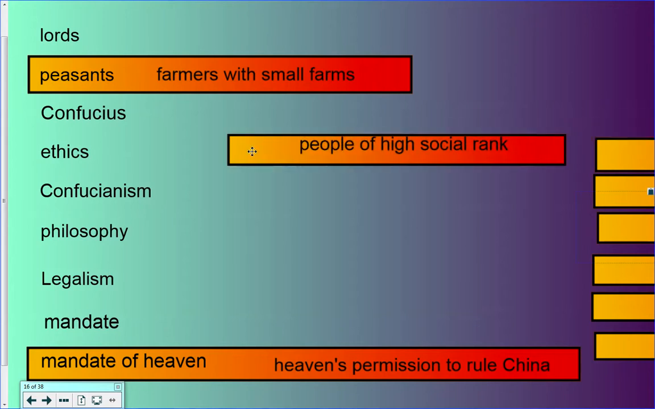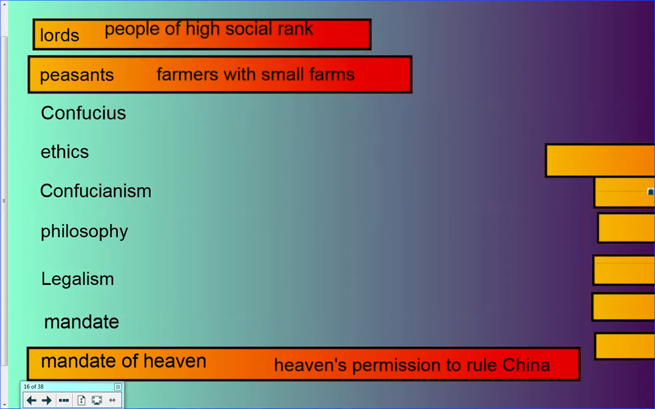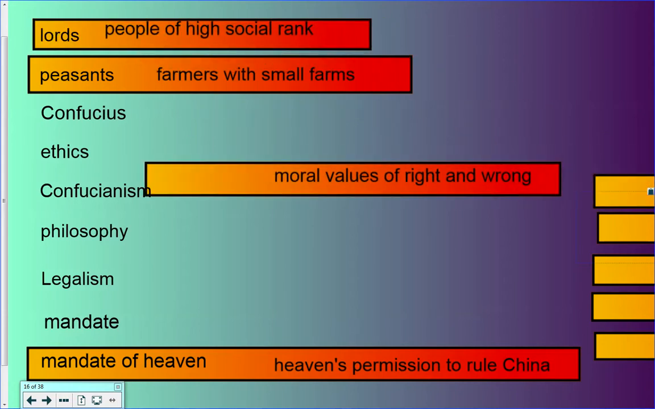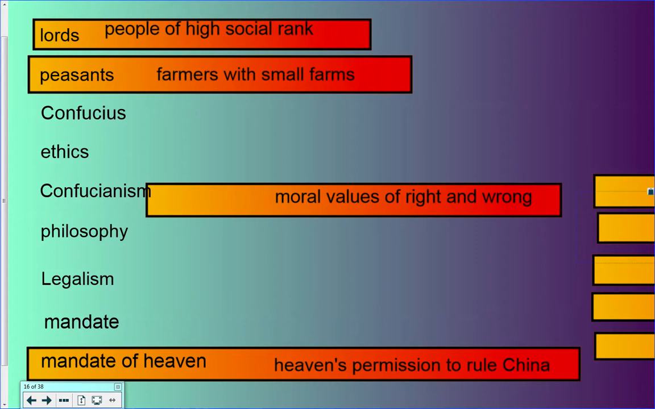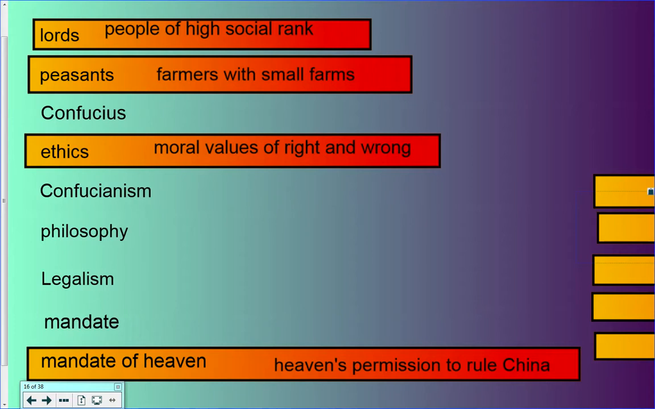Next word, people of high social rank. That is lords. Moral values of right and wrong. If you have a high sense of ethics, that means you have a good sense of what's right and what's wrong. People with ethics are less likely to cheat.